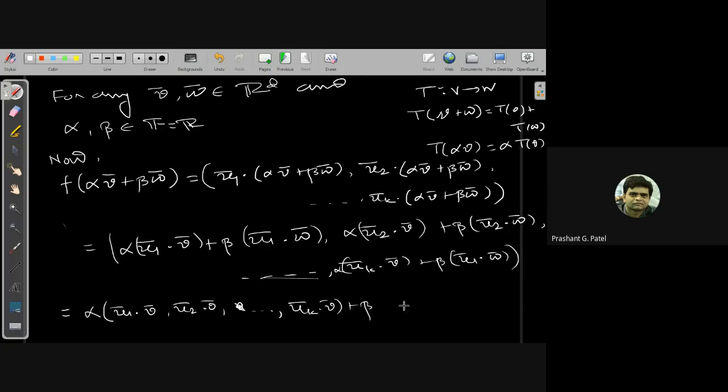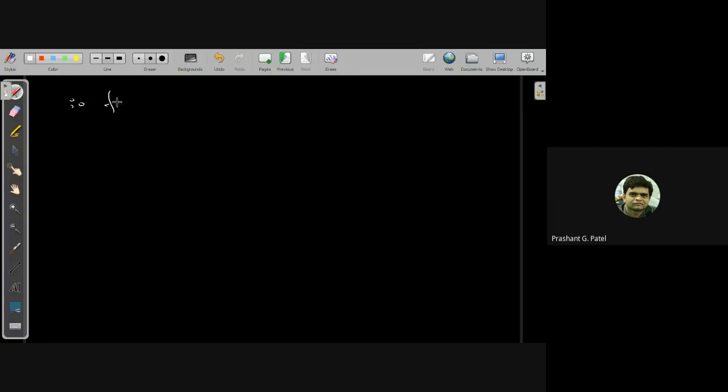Plus beta times u1 bar w bar, u2 bar w bar, up to so on uk bar w bar. So this is alpha times f of v bar plus beta times f of w bar. So therefore we can say that this f is a linear map.